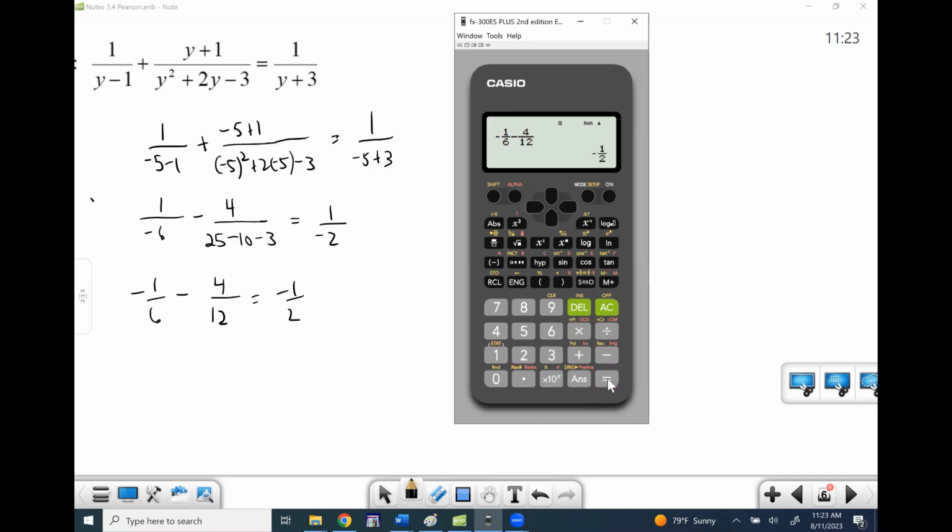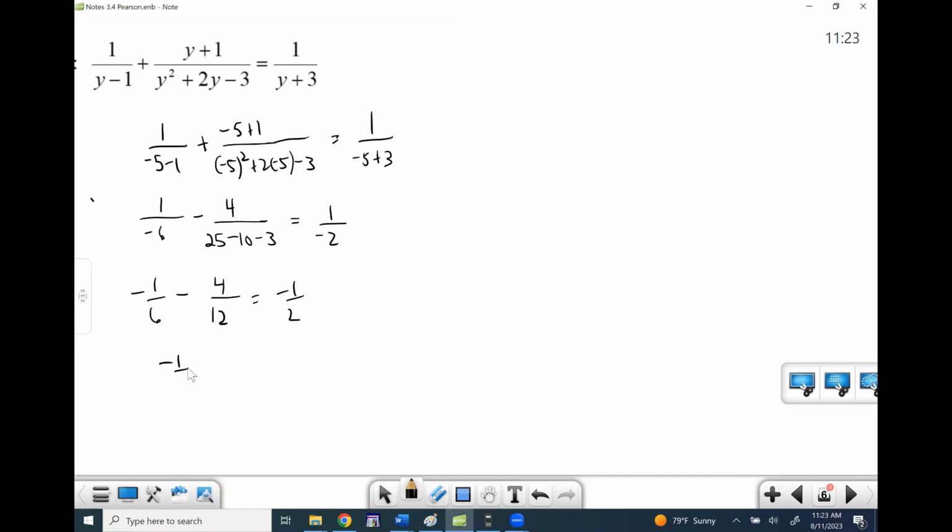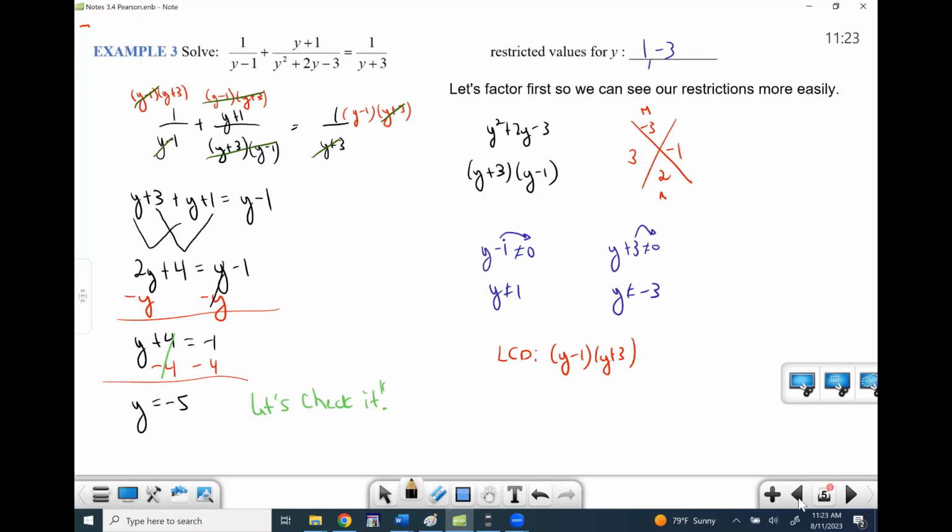False. What do you know? We got -1/2, so it does check out. Okay, all right, so it looks good. So let's go back to the previous slide and we're going to go ahead and box the answer of y equals -5. All right, let's try another one.